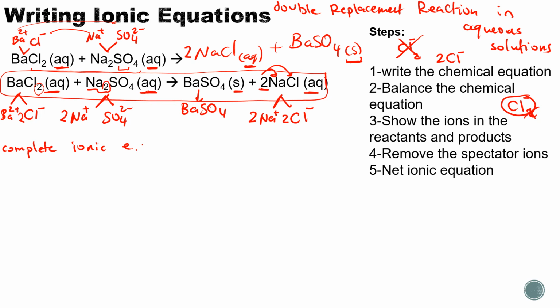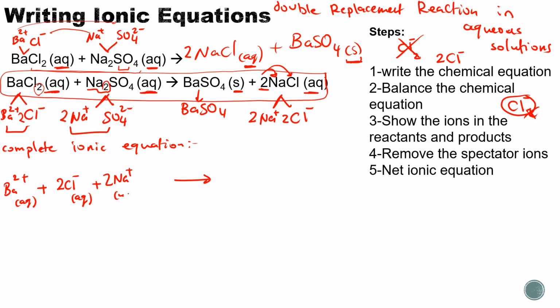Now the complete ionic equation. We put the arrow. Now write these as the reactants: Ba2+ AQ plus 2Cl- AQ plus 2Na+ AQ plus SO4 2- AQ. Then we go to this side: BaSO4 solid. Okay?